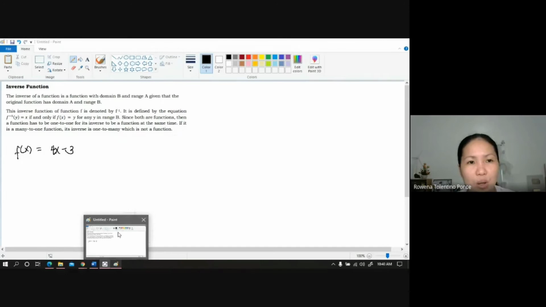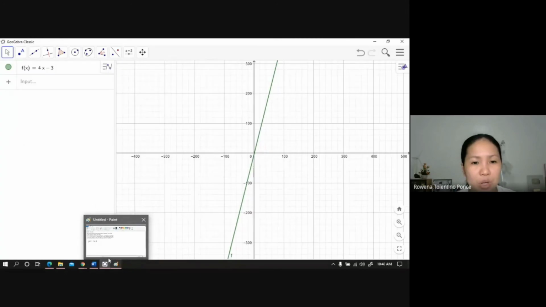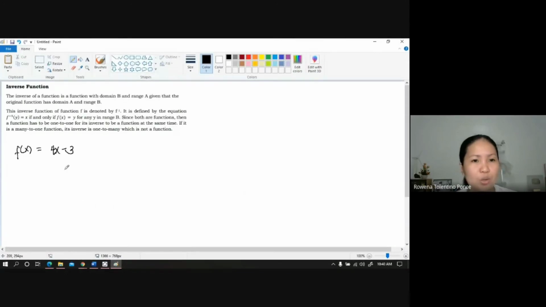So, I will show you how to find the inverse of a 1-to-1 function. Napakasimple lang ng gagawin natin. Familiar kayo dito kasi nagawa na natin to. So, the first step is to replace f of x by y. Write it in y form. The next step is to interchange x and y. When we say interchange, yung y natin ay gagawin nating x, and then yung x ay gagawin nating y. Then the next step is to solve for y.